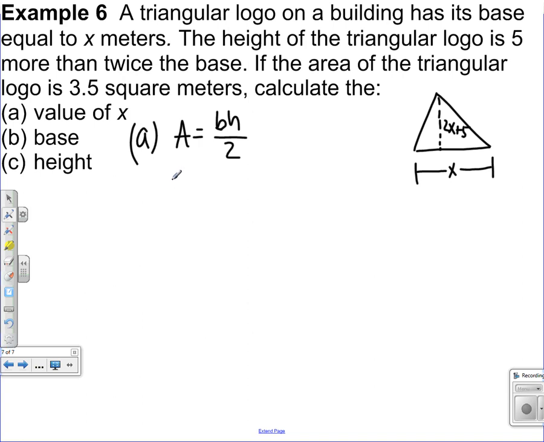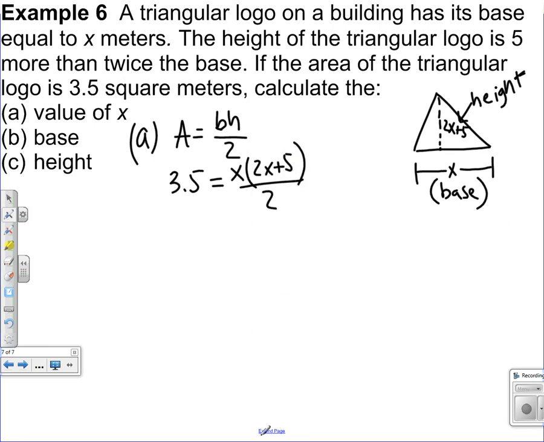The area, we're told, is 3.5 square meters. And what we want to do now is fill in the base and the height. So remember, this x was our base. This 2x plus 5 was our height. And we want to substitute those two things into our b and our h to be able to solve for what x is. So let me do this carefully. Base is x. The height is 2x plus 5. All divided by 2.